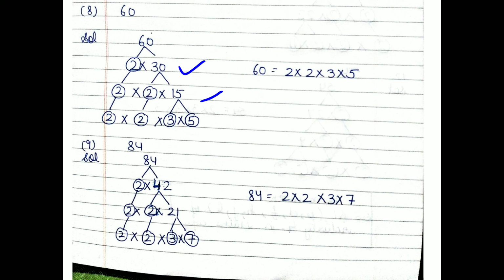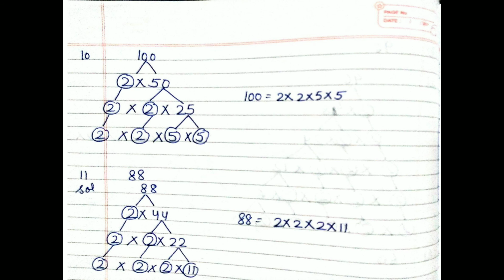Now 84, 2 42s are 84. Then 42 factor means 2 21s are 42. Then this one 2 will be copied down as it is. This one 2 also copy down as it is, and then we write down the factor of 21. 3 7s are 21. So now we are not able to divide these factors more because these are prime numbers. So we will write all these factors as it is, and if you multiply it you will get 84. Clear?